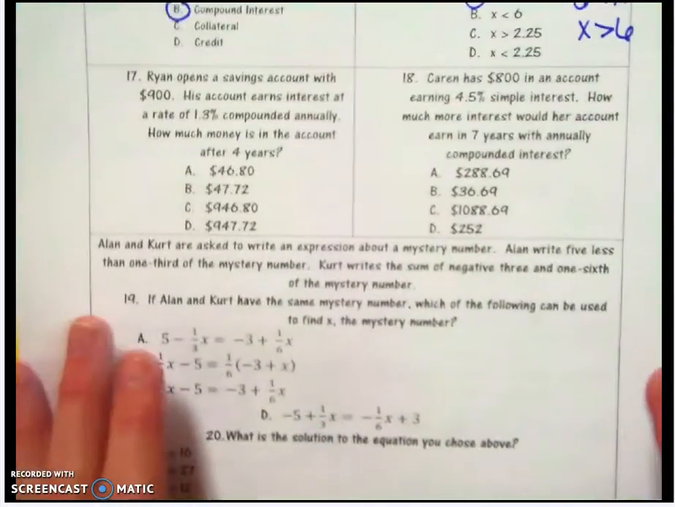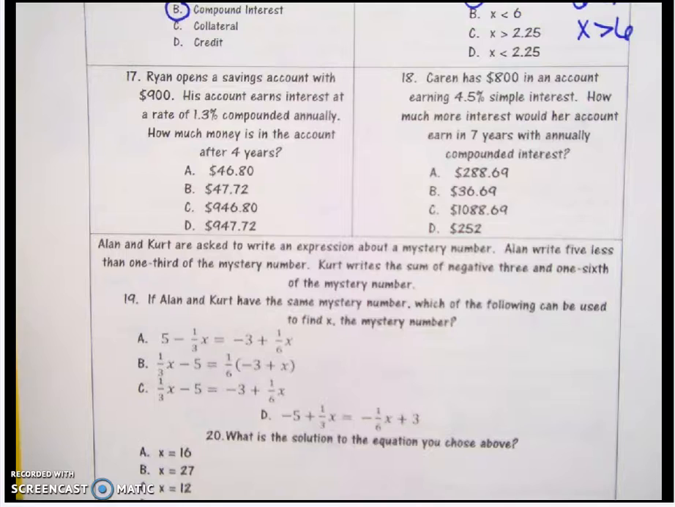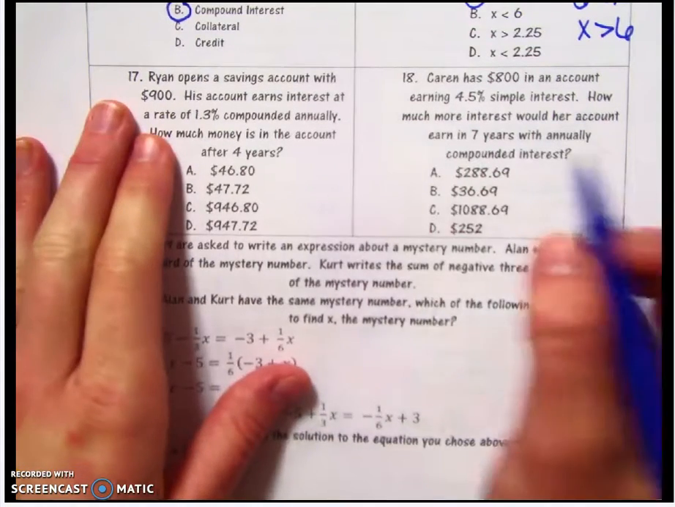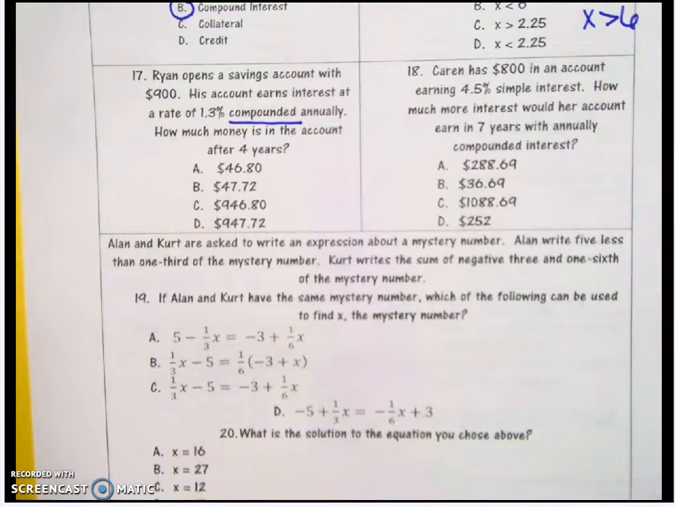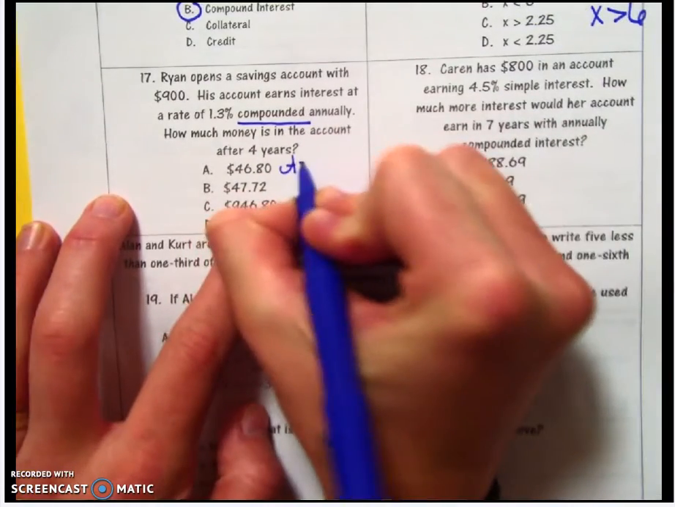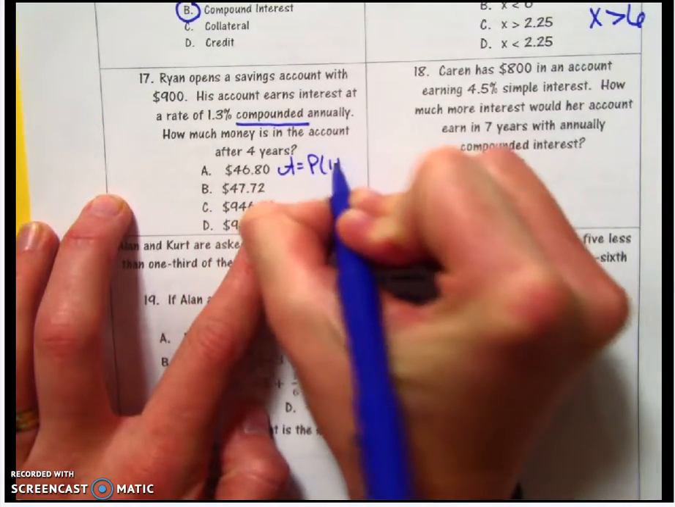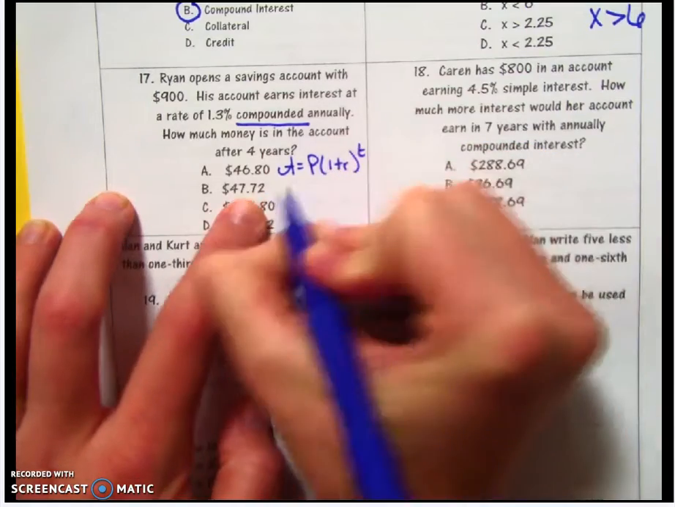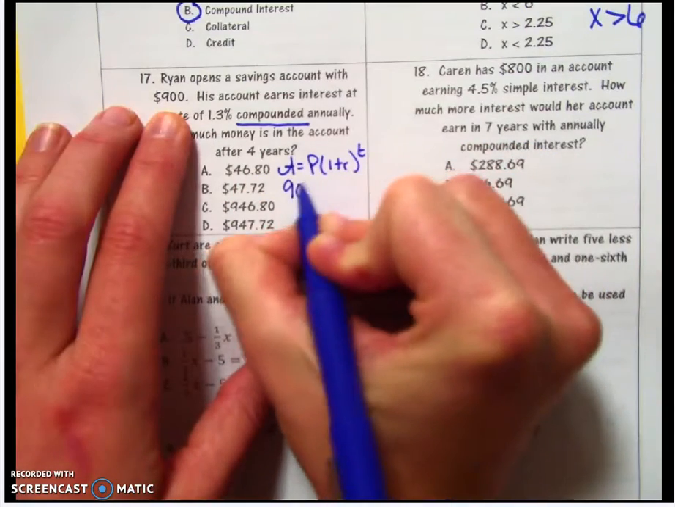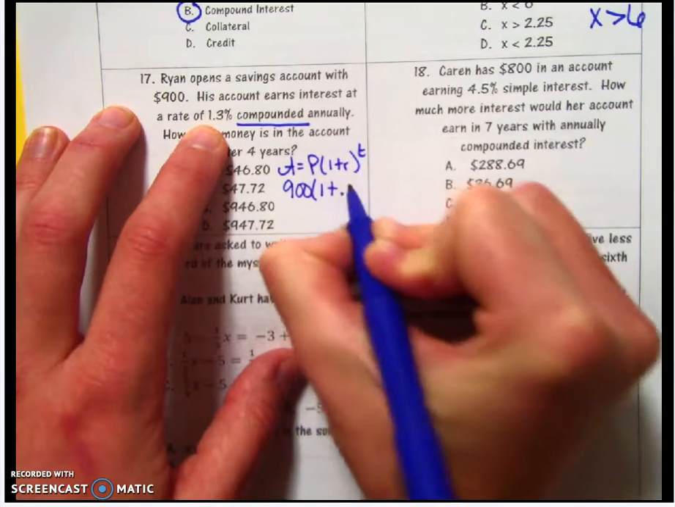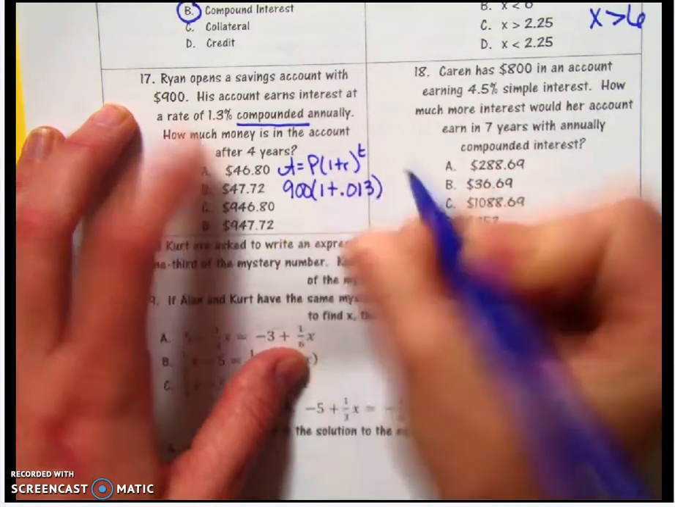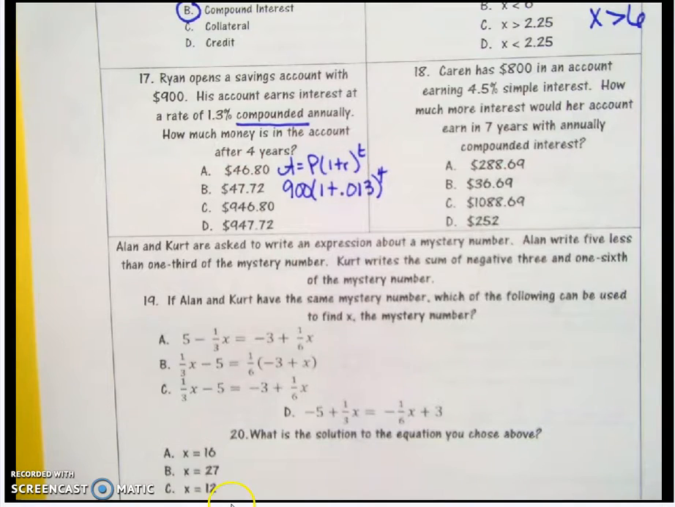All right, 17. Ryan opens a savings account with $900. His account earns interest at a rate of 1.3% compounded annually. How much money is in the account after 4 years? So you're going to use your formula and fill in what you know. So principal is 900. The rate is 0.013 and the time is 4.